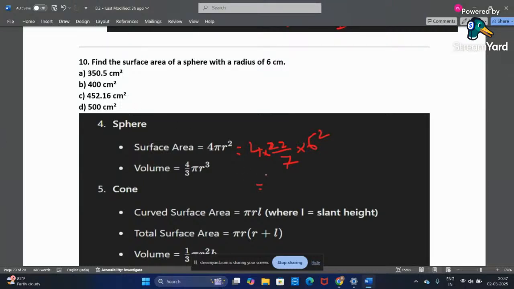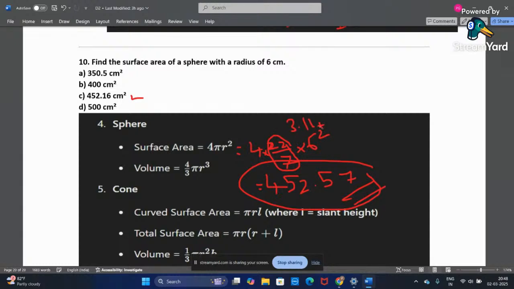The answer will be 452.57. When you're taking this old decimal value, we're getting this number. So which number is near to this? This one, right? If you take this, instead of 22 by 7, if you take directly 3.142, then you get the answer as this third option. Okay, for this question, this option is the right one.